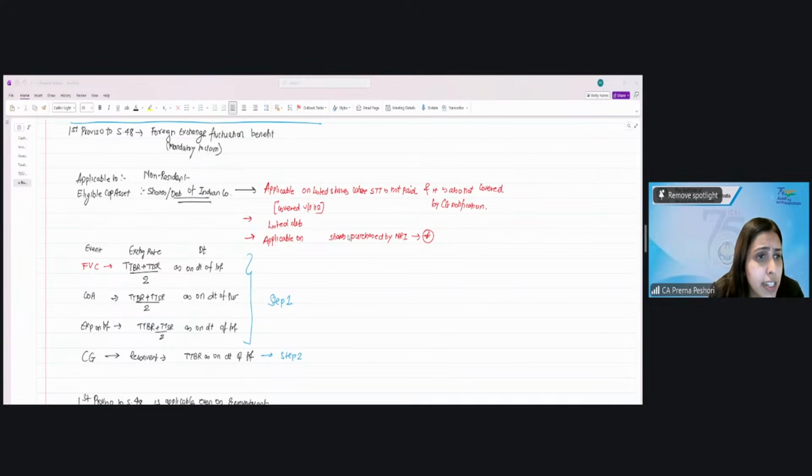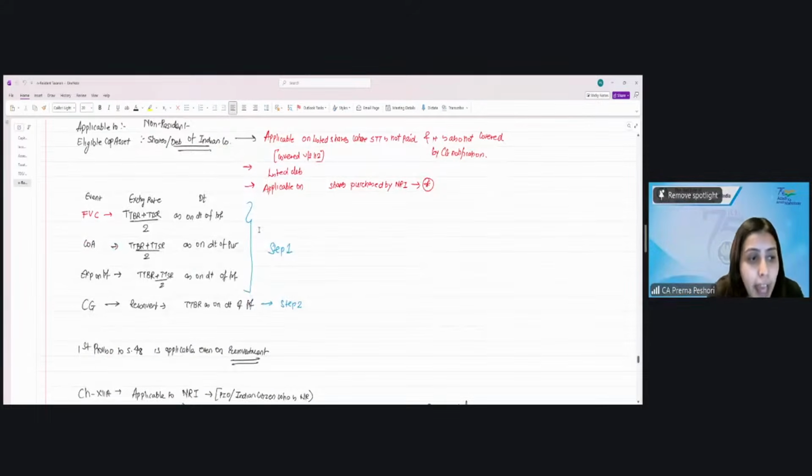How do you calculate this exchange rate benefit? So you convert all the amounts into the foreign currency based on the TTBR and TTSR average. For example, full value of consideration as per the exchange rate as on the date of transfer, cost of acquisition as on the date of purchase, expenses on transfer again as on the date of transfer, and basis that, first you will calculate the capital gain in the foreign currency. And then you will reconvert the capital gain into INR using the telegraphic transfer buying rate as on the date of transfer.